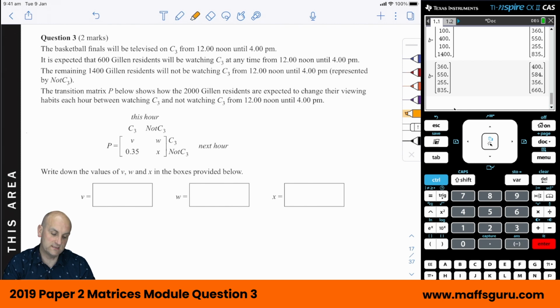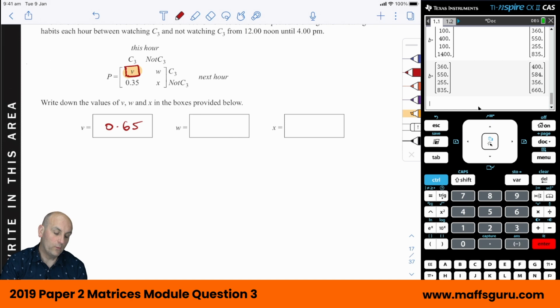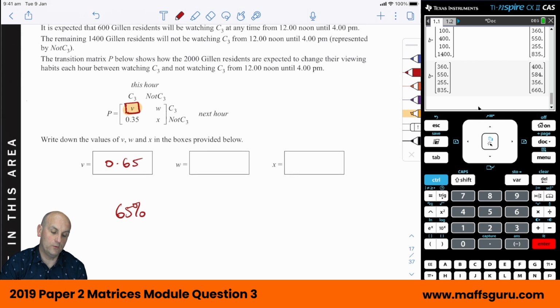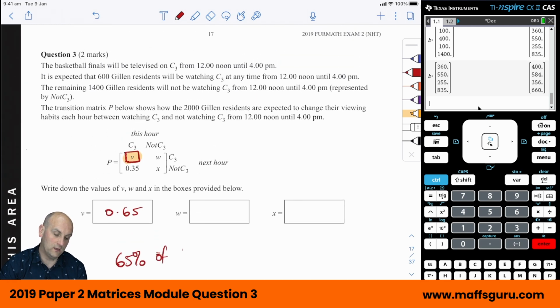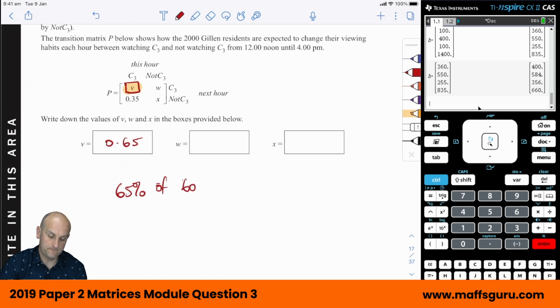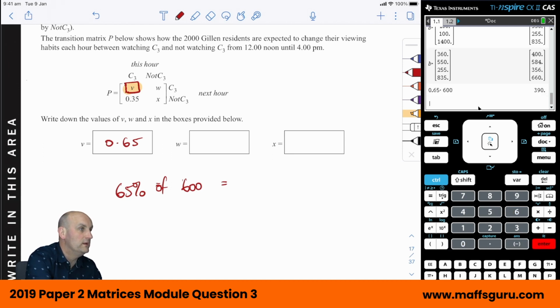Okay, so for a transition matrix, that there is going to be the easiest one to try and find. Because we know that for a transition matrix, the columns have to add to 1. So V there is going to be 0.65. That is 65% of the people who were watching it previously will stay watching it. So that means 65% of how many people? 600. So if we work out 65% of 600, 0.65 times 600 gives me 390.